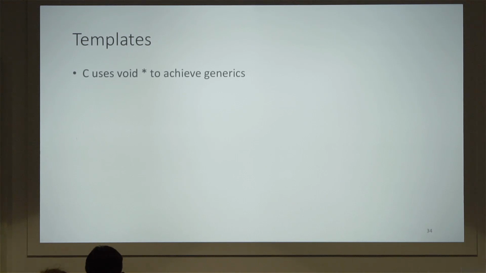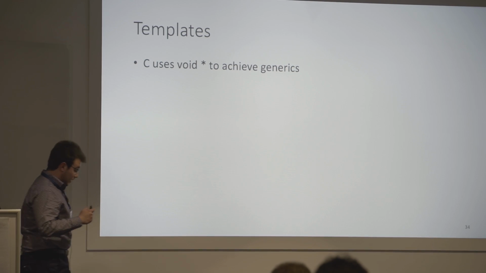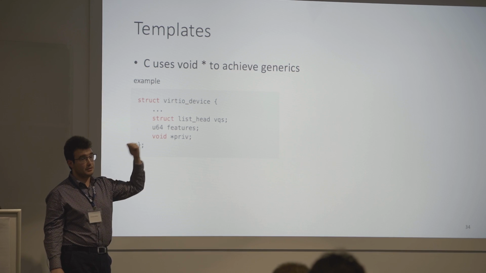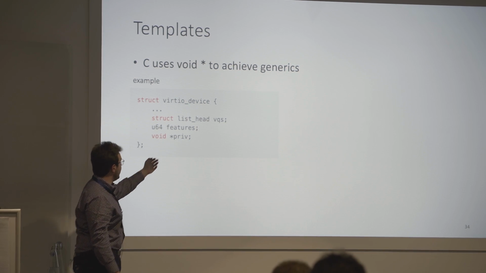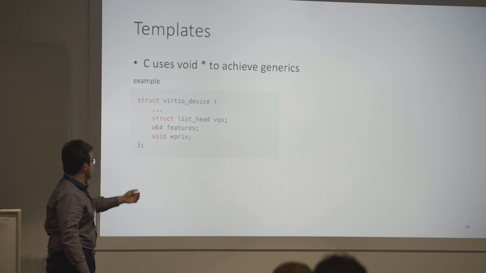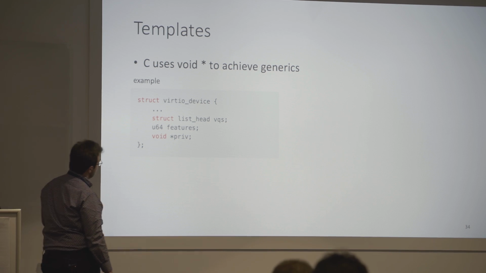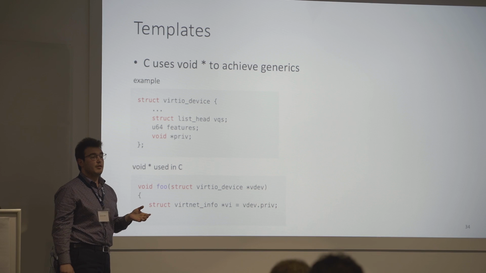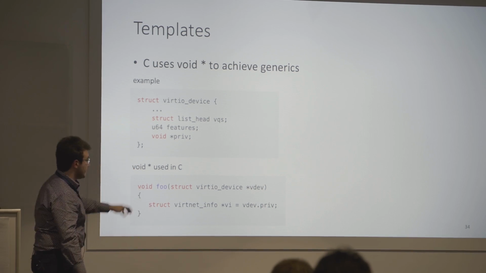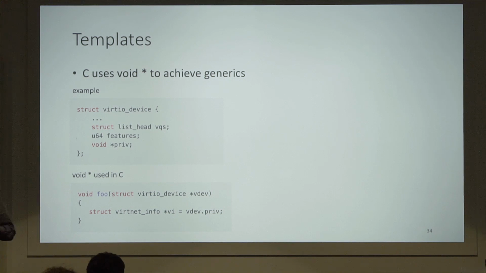Another thing that we've done was to use templates where C was using void pointers to achieve generics. We had this struct in C that is a representation of a device in the Virtio framework. It has a void pointer that holds a reference to something. In our driver, this reference was always to a virtnet_info struct. So everywhere a virtnet_info struct was needed, it was extracted in the following way. And this works because in C, void pointers are automatically converted to any other type of pointers.